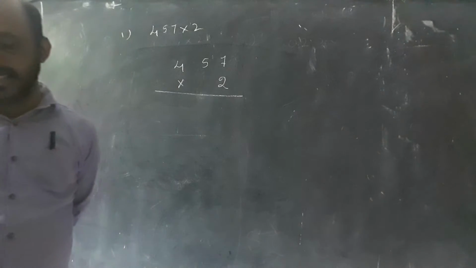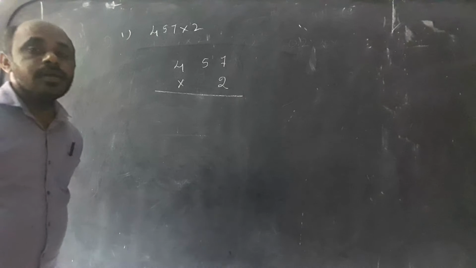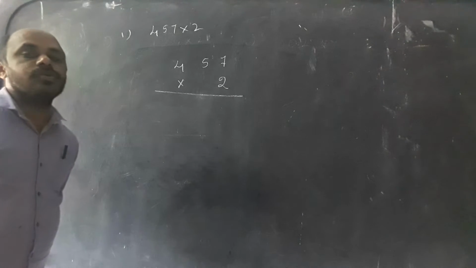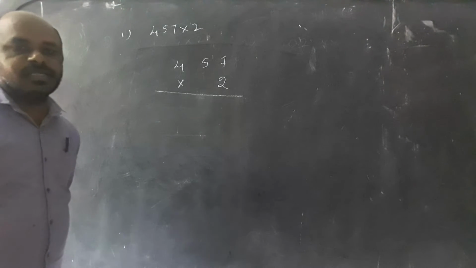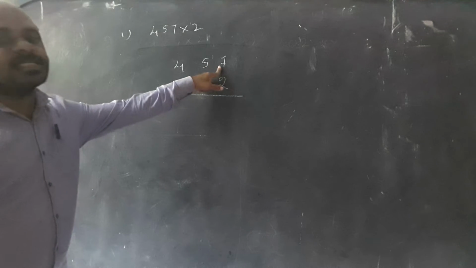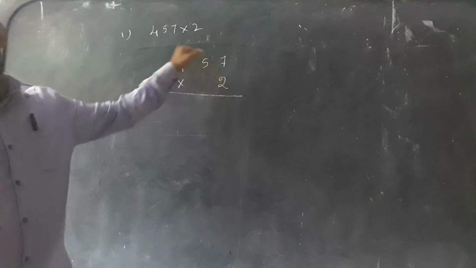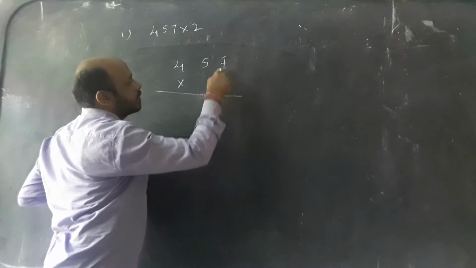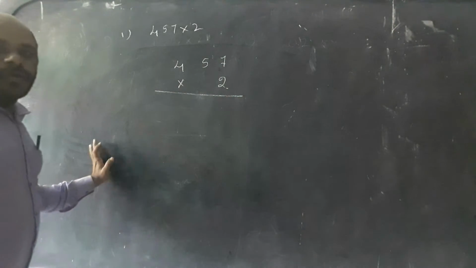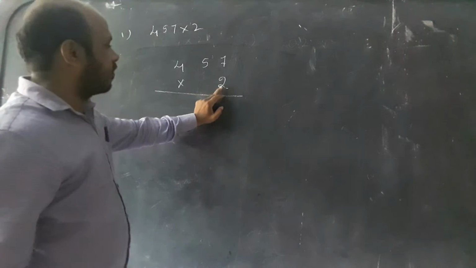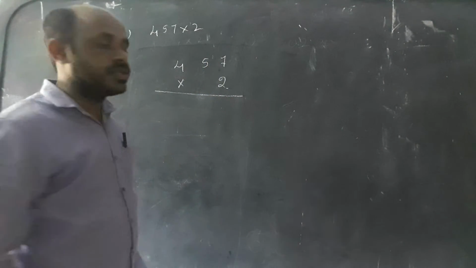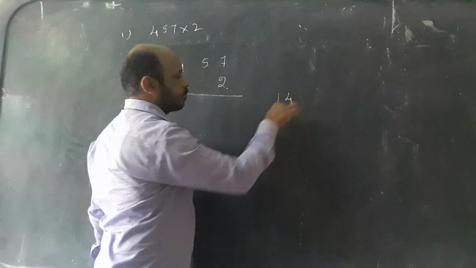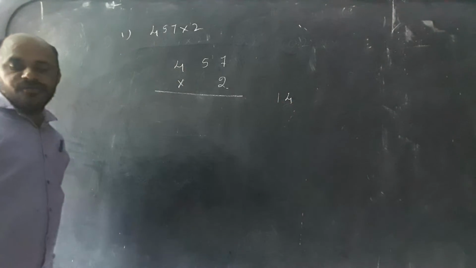Okay, next, second step: multiplication we have to start from the ones place onwards. In this, which is the ones place? 7 is the ones place. Now with the 2 table we have to multiply the ones place. See, 2 table required. 2 7s are how much? 14. 2 7s are 14.